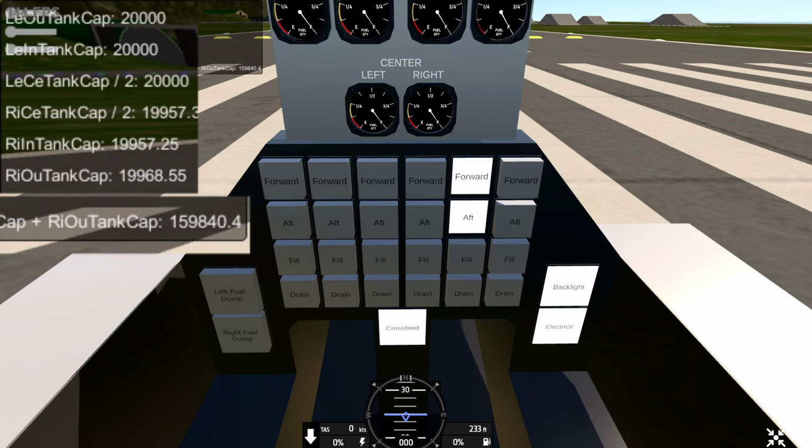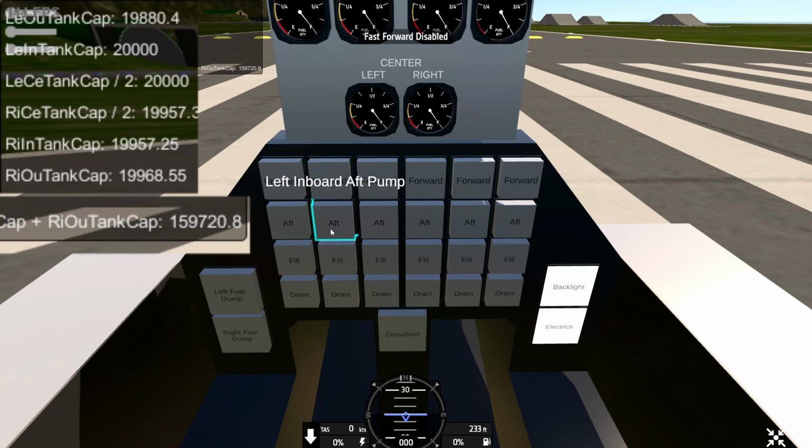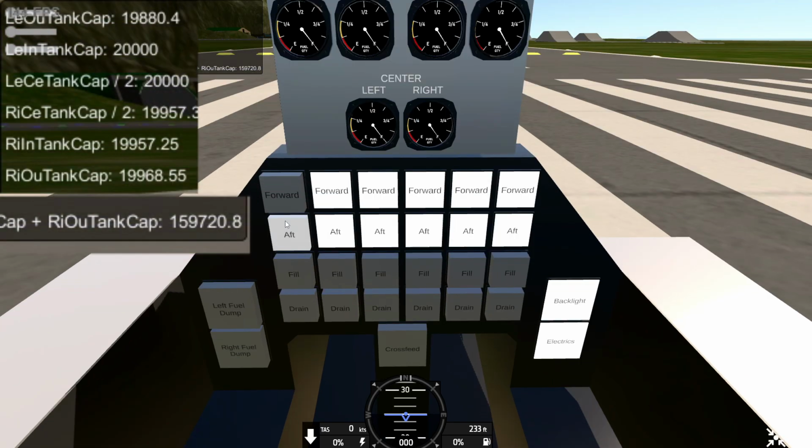Now the problem is if I have, I think let's just drain this tank by a bit, and then I disable crossfeed and enable all the other pumps, enable this one as well. You'll notice the total capacity decreases even though the fuel should be just transferring around. Now it's actually increasing. There it is, it's decreasing. And I've spent a few hours trying to figure out why this happens, and my code is perfect.